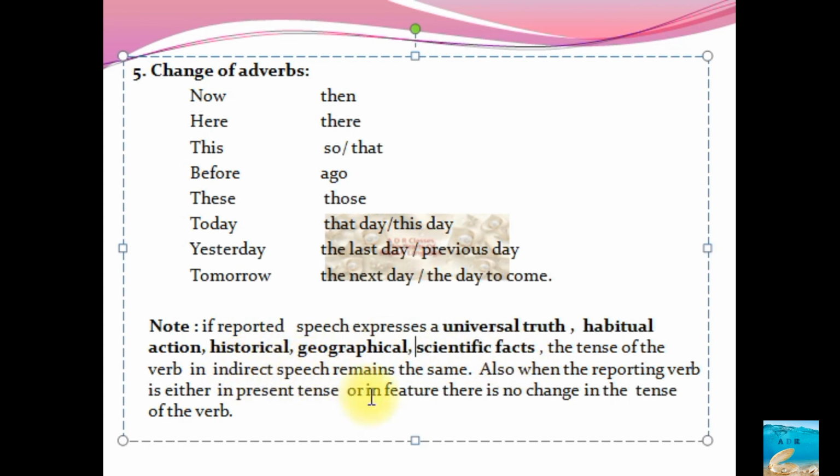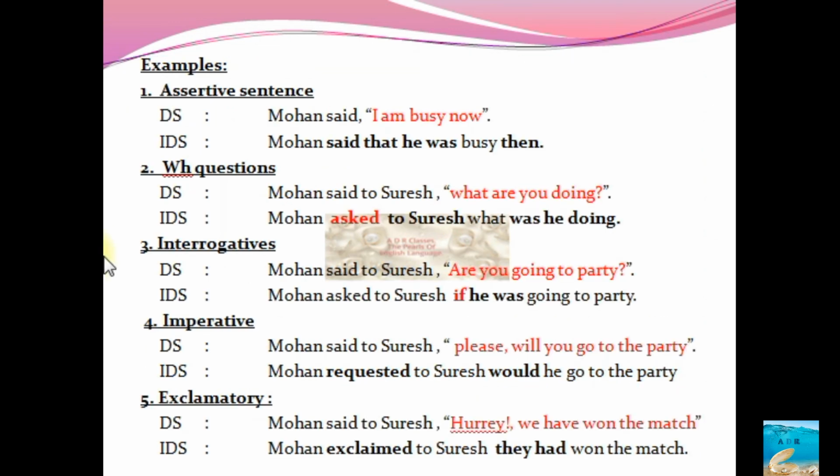If the verb is used in present tense, it would stay in present tense itself. It will not become past tense. Also, when the reporting verb is in present tense or future tense, there is no change in the tense of the verb. You need to remember that whichever form of the sentence is used in direct speech, if it comes under these categories, it should not be converted from present tense to past tense. Very simple. Now there are certain examples that we had discussed about the rules.